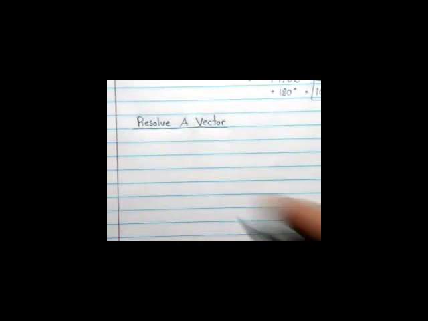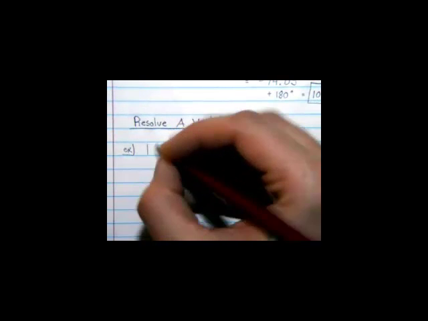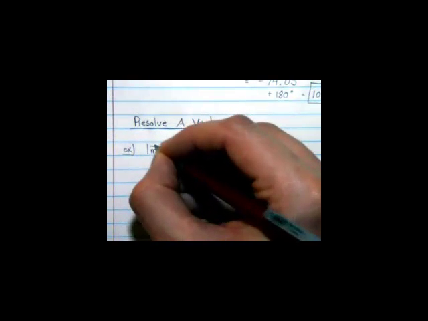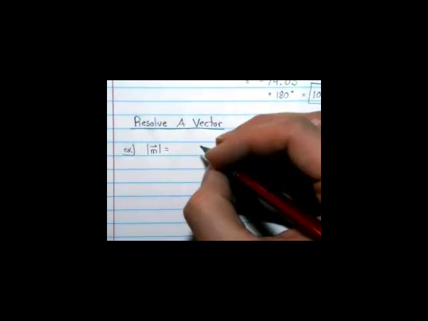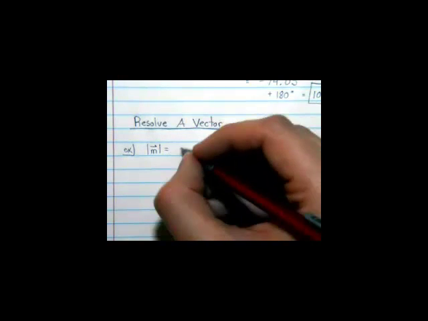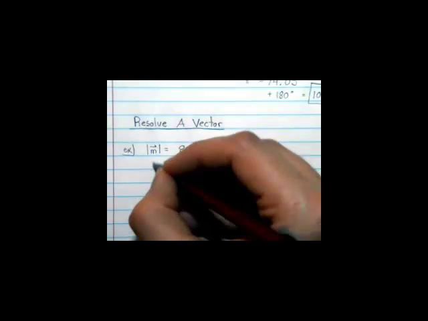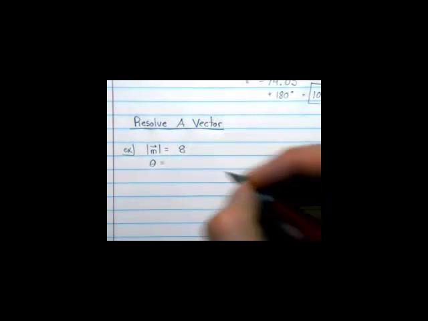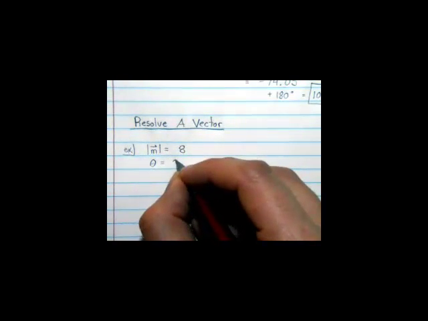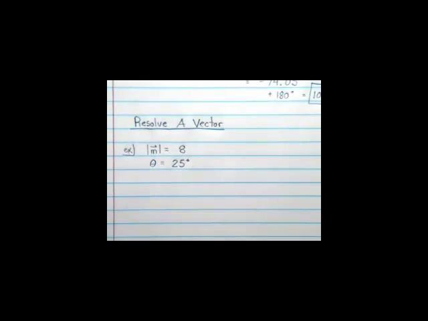Okay, so let's say the magnitude of vector m is 8, and the angle of vector m is 25 degrees. And I want to know what's the component form.